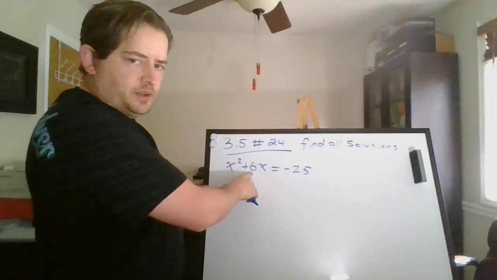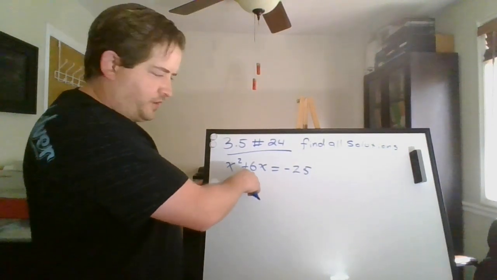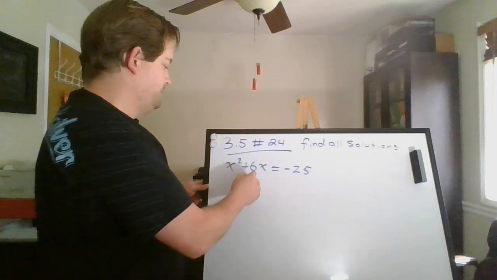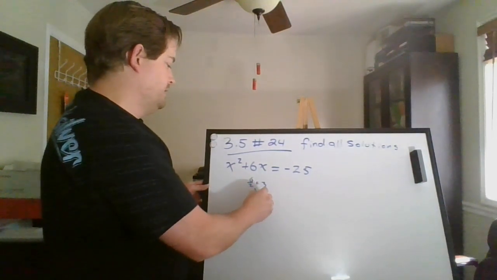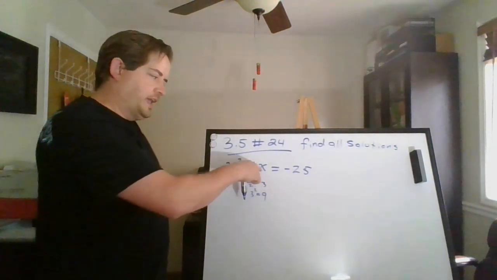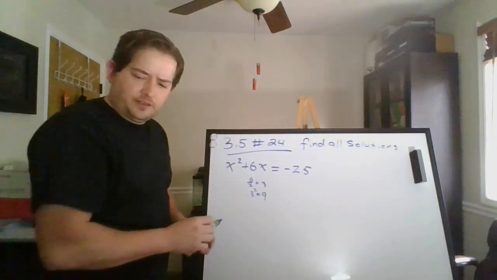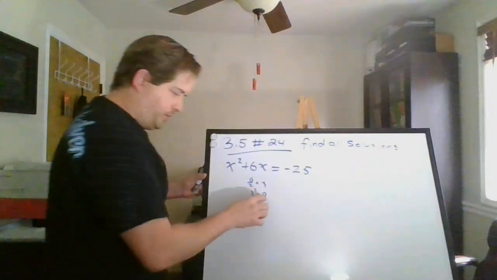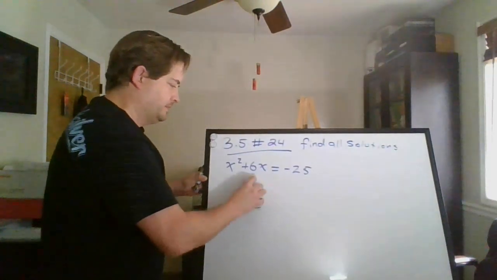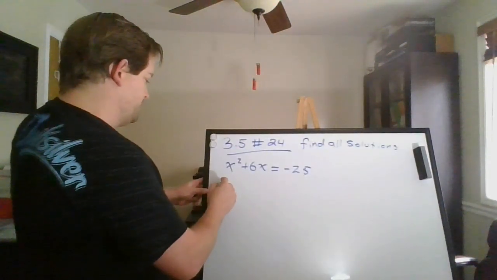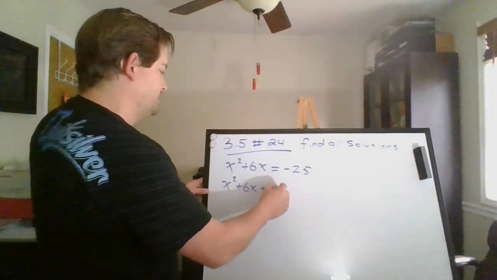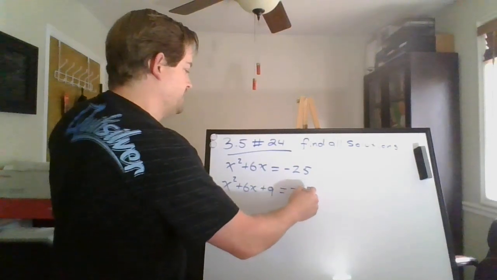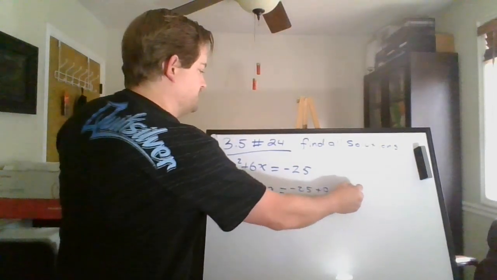I'm going to take half of this middle term, the x term, so 6 divided by 2 is 3. And then if I square that 3, that's 9. That 9 is what I want to add to both sides here. So I'm going to erase this because I feel like I'm going to run out of room. But I want to add 9 to both sides. So then I have x squared plus 6x plus 9 equals negative 25 plus 9. That is negative 16.